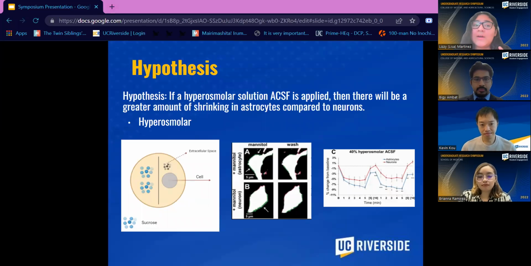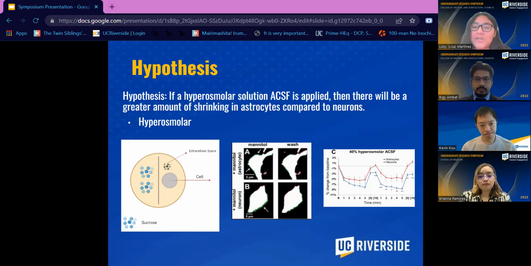And this leads to our hypothesis. If a hyperosmolar solution, ACSF, is applied, then there will be a greater amount of shrinking in astrocytes compared to neurons. To explain the reasoning, let's define hyperosmolar. It refers to the increased osmolarity of the extracellular ion concentration outside the cell versus inside. This basically means that it induces swelling, as a cell would want to maintain balance between both of the concentrations. And how do we increase the osmolarity without changing the extracellular ion concentration?